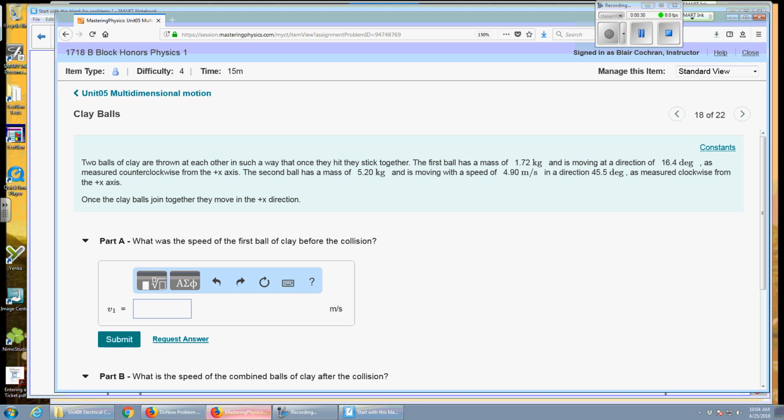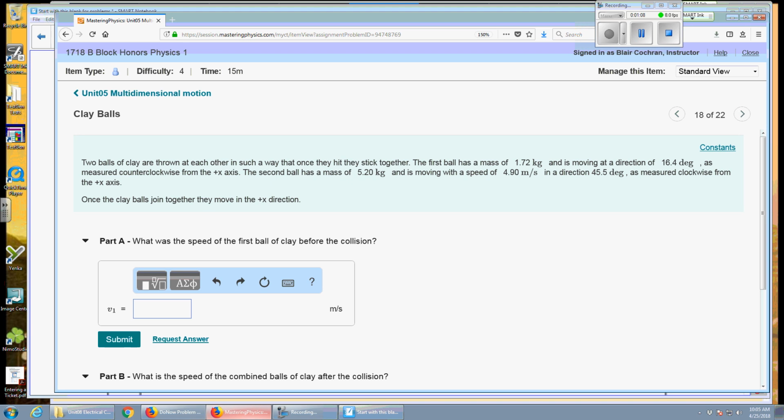So 18. Two balls of clay are thrown at each other in such a way that once they hit, they stick together. So what type of collision is that? Totally inelastic. The first ball is this mass. It's moving in this direction as measured counterclockwise from the x positive axis. Second ball is this. It's moving at the speed of this in the direction of this. It's measured clockwise from the x positive axis. Ooh, careful there. Clockwise and counterclockwise. Once the balls join together, they move in the x positive direction.